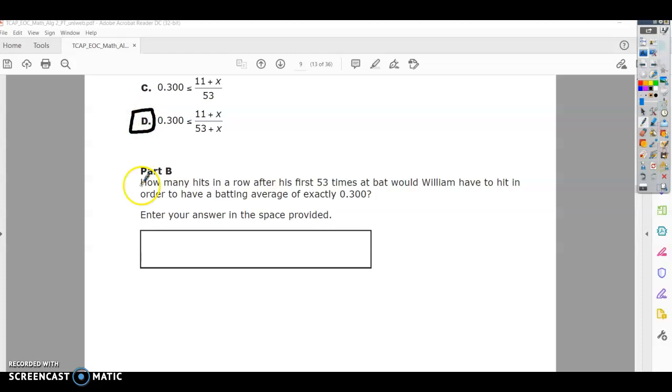So what I'm going to do is say, how many hits in a row after his 53rd time at bat would William have to hit in order to have a batting average of .3? So if I look at this, I'm going to have .3, and I'm going to look at it as an equation for right now because, like I said, it's got to be at least equal to. It may be greater than, but we need it to be at least equal to, and we're more familiar with working with equations. All right, so take this, and then we can put this over 1. And when we put that over 1, then we can just cross multiply.